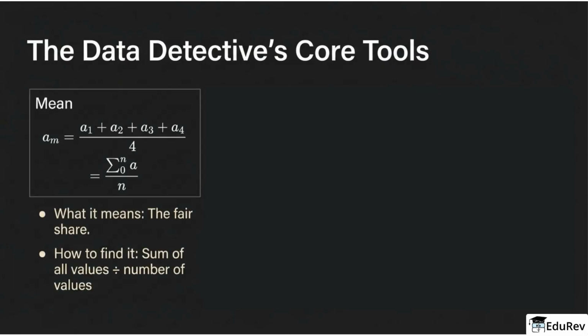First is the mean, which represents the fair share. To find it, you take the sum of all values and divide it by the number of values. Mathematically, this is expressed as A sub m equals A1 plus A2 plus A3 plus A4 all divided by 4, or simply the sum of all A values divided by n.